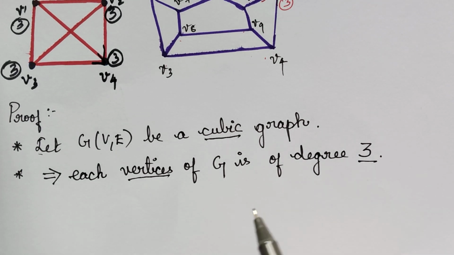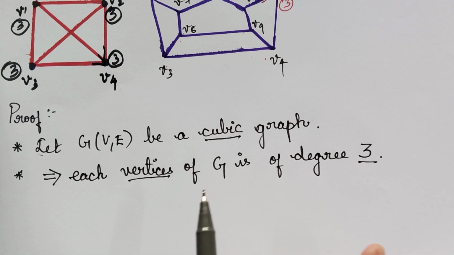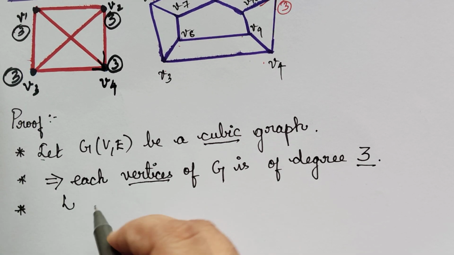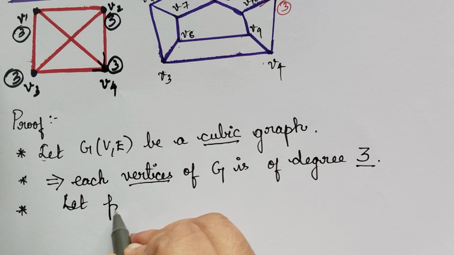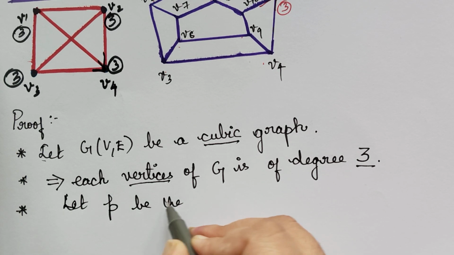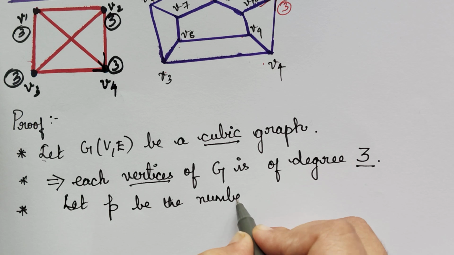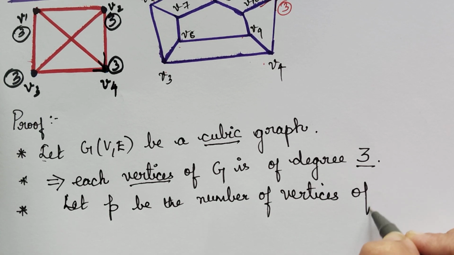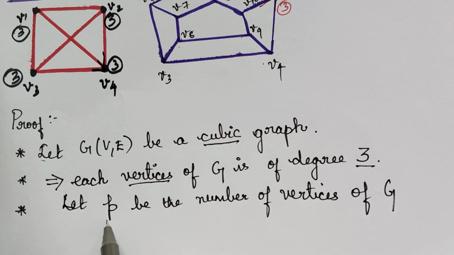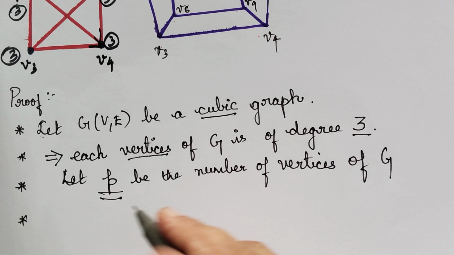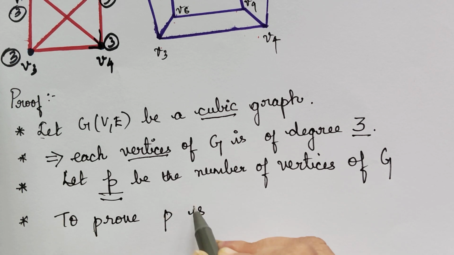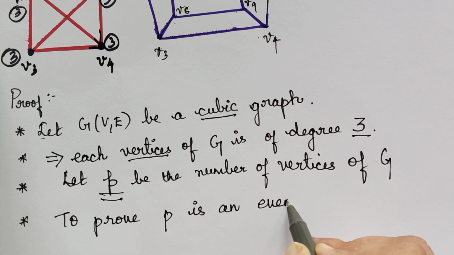Now we want to prove that the number of vertices is an even number. For that, let us take small p be the number of vertices of G. So now since we have taken p as the number of vertices of G, what we have to prove? We have to prove that p is an even number.